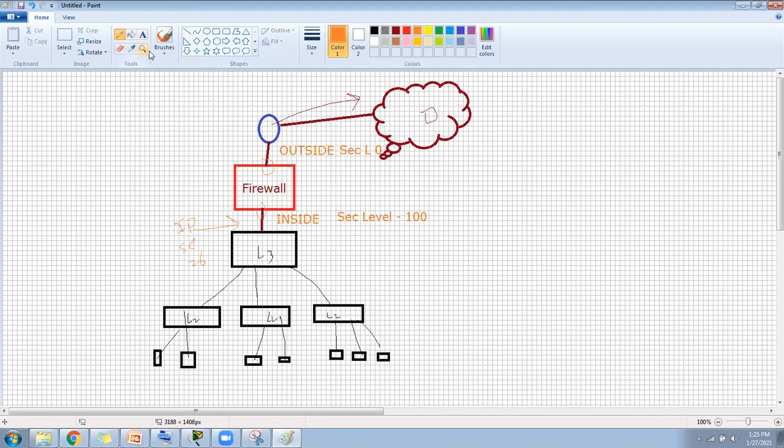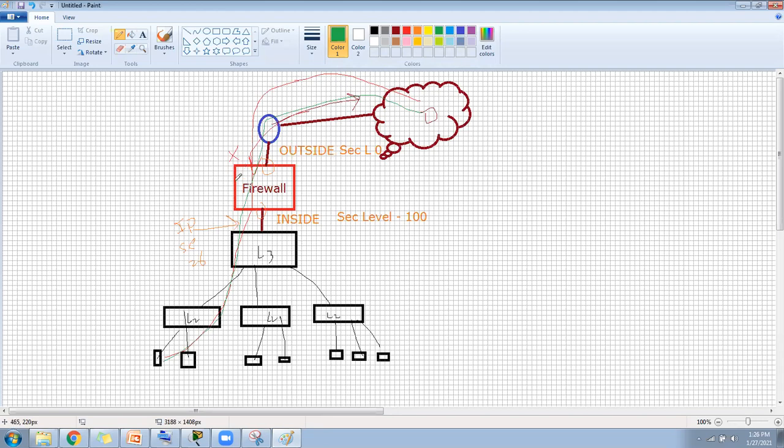So when you place this, what will happen? No one from the internet can come. From lower security to higher security, the firewall will block by default behavior. Because these people are in security level 0, they cannot come. But these people from the higher security level, they are at 100, right? They can go to the internet. That's how the firewall security is.